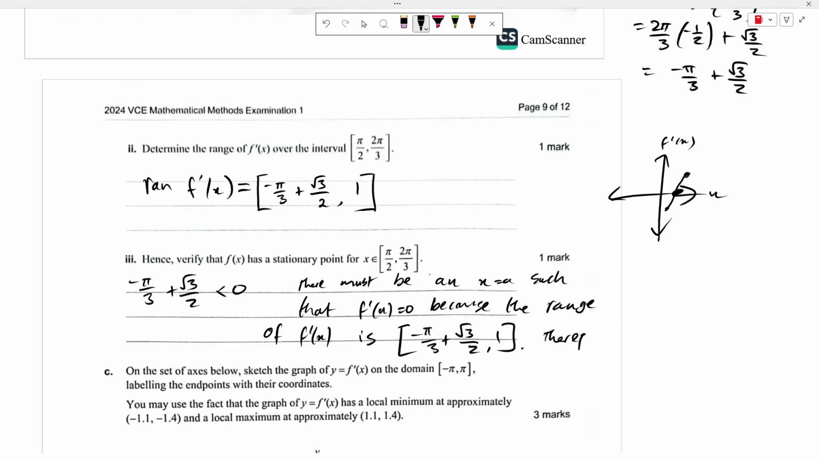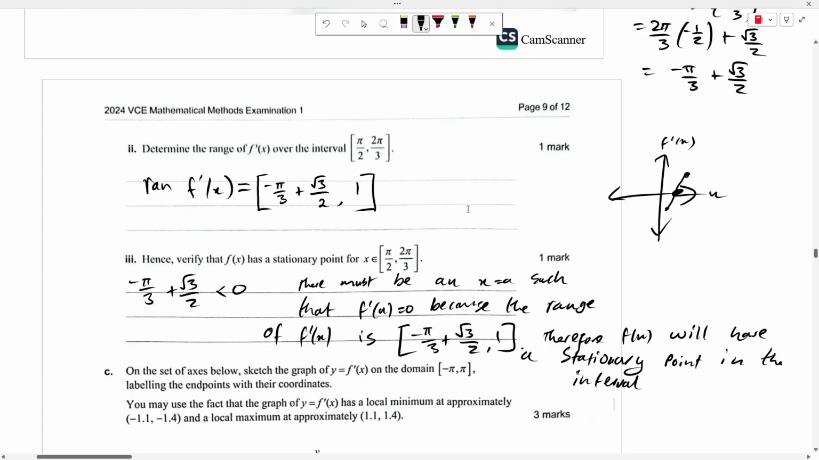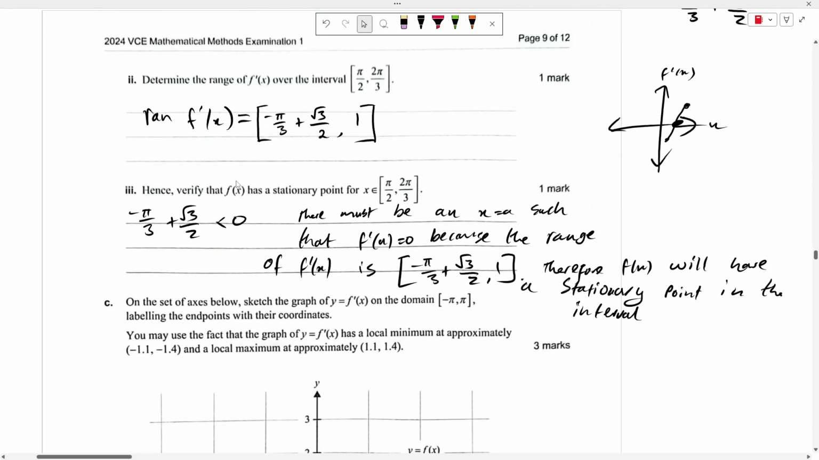So therefore, f of x will have a stationary point in the interval. Right, so just using some reasoning there, and you actually have to use your answer from the previous question here.